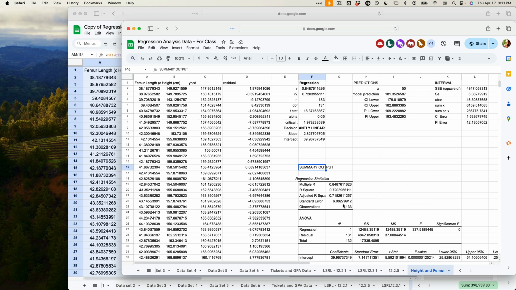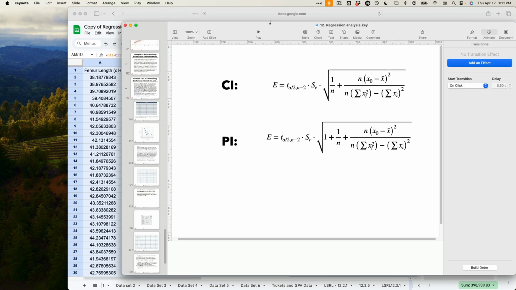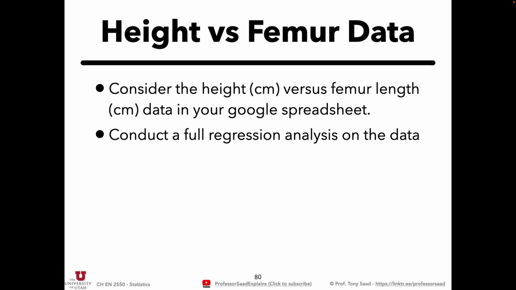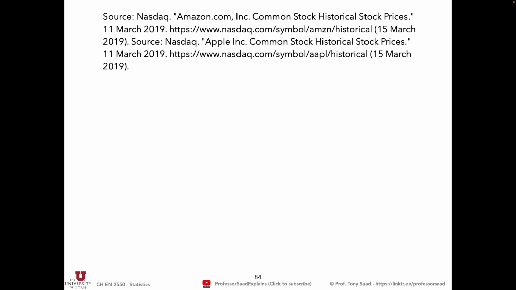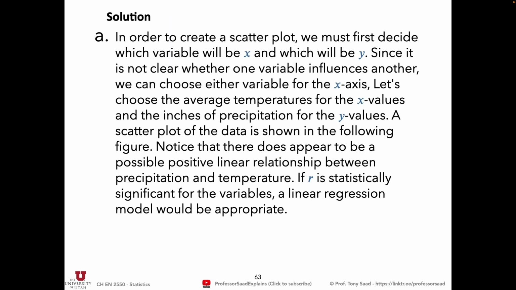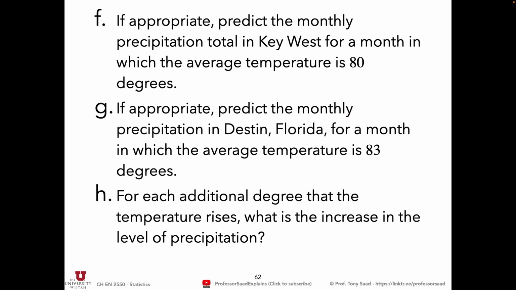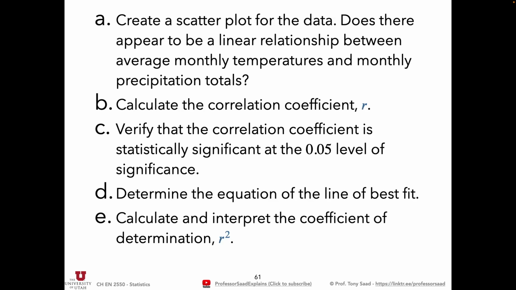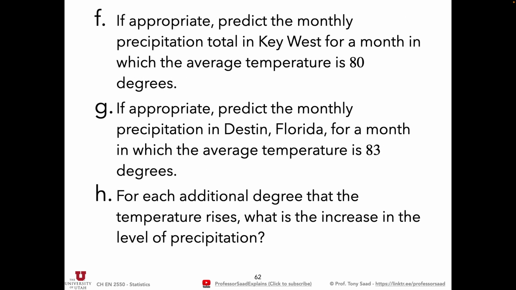Okay? And the slides are up there. I still have a few more minutes. Let me just make sure I covered everything on the slides, please. Okay, so there was one question that we did not answer on the previous thing here. When they asked this question, I want to answer it: for each additional degree that the temperature rises, what is the increase in the level of precipitation?